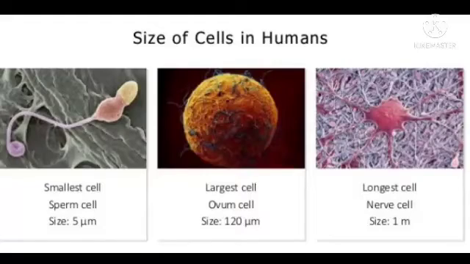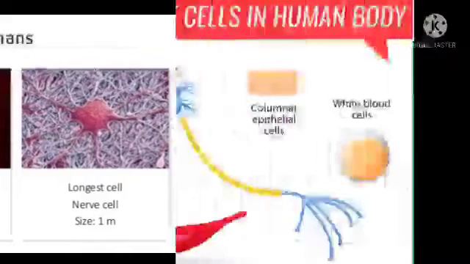Size of cells in humans. The smallest cell is the sperm cell, size μm, largest cell the ovum cell, size 120 μm, and the longest cell is the nerve cell, size 1 meter.